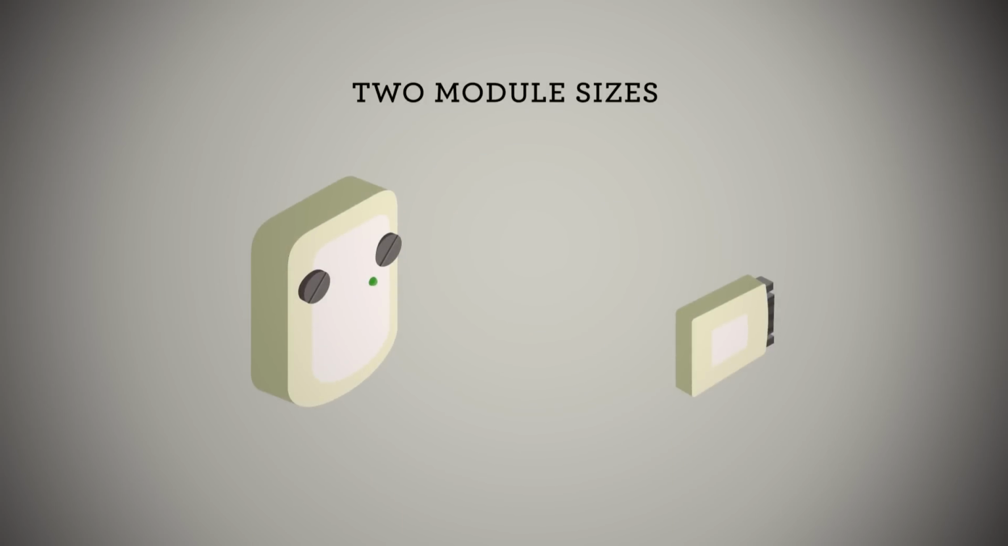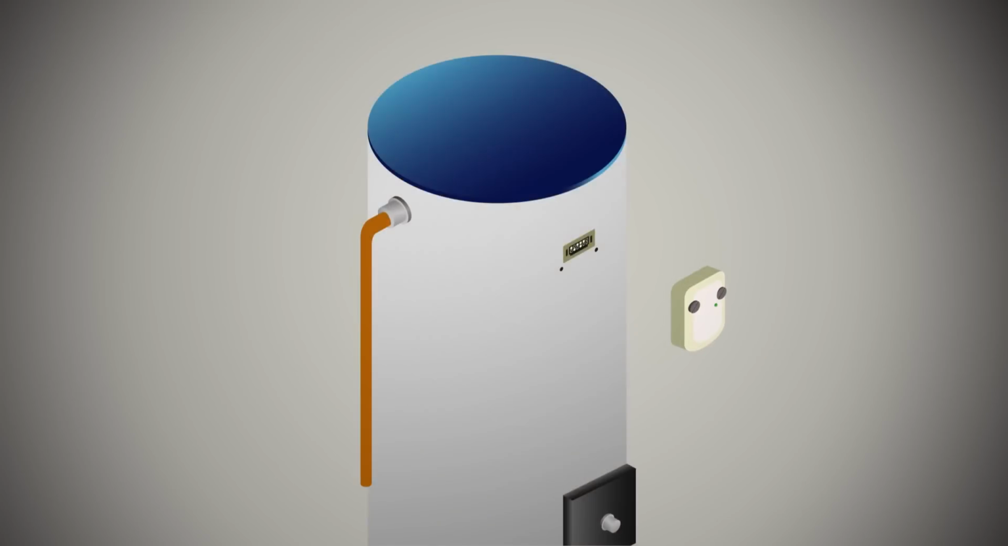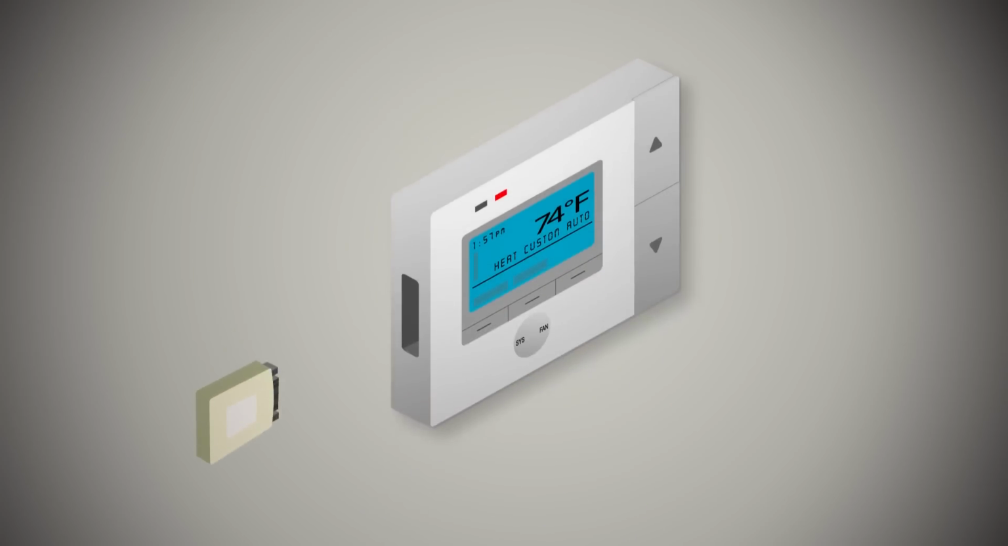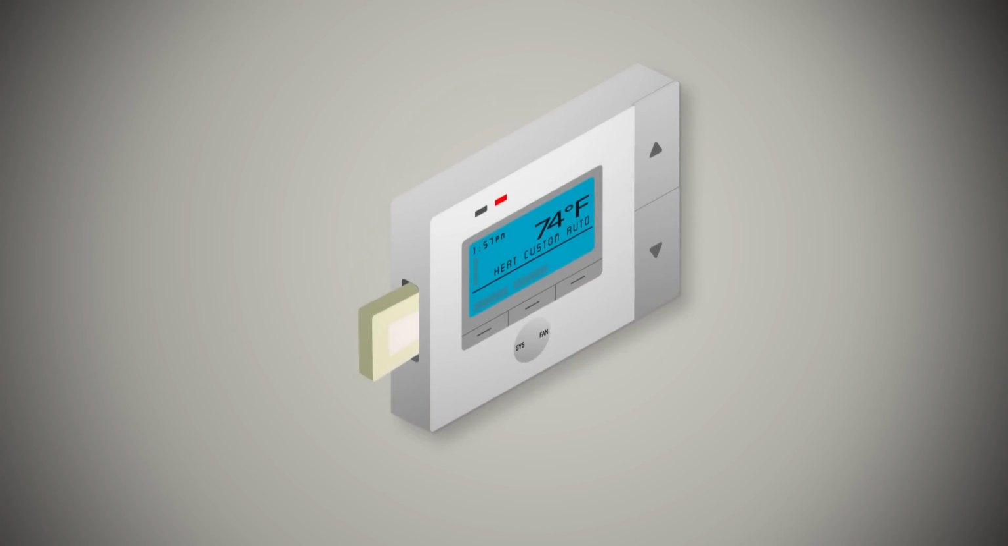To meet market needs, the CEA 2045 defines two module sizes, each with a different power configuration, AC and DC. The AC form factor has a larger footprint, supporting more communication technologies. The DC form factor is smaller and can be used with battery-operated or compact devices like thermostats.